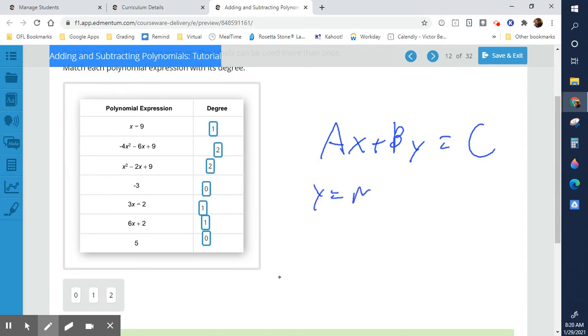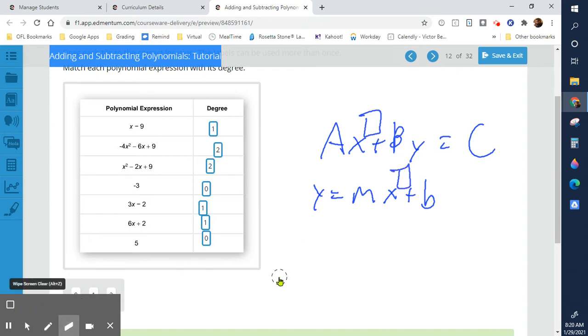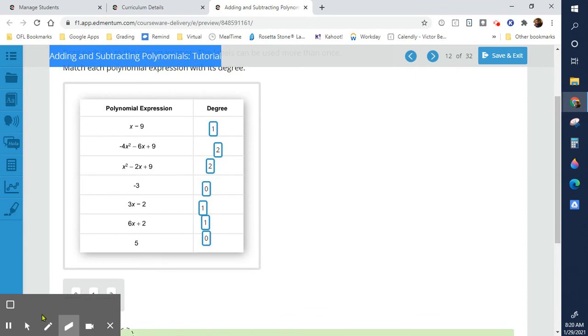Whereas there's also linear functions that look like this. Now, the way you can tell that these are linear is there's no power on the x, or y for that matter. But usually when we talk about a function, it's like y equals something.